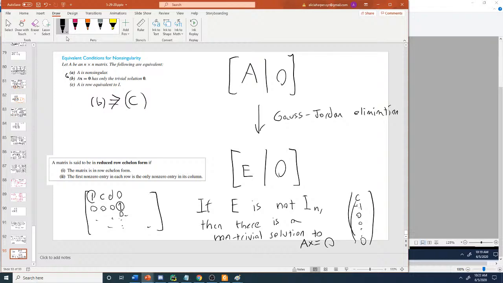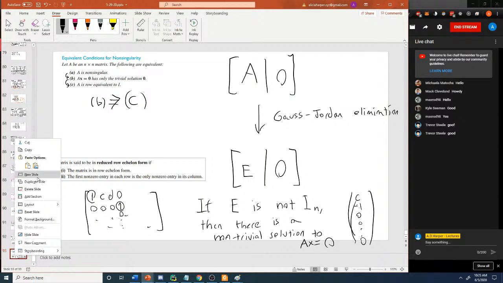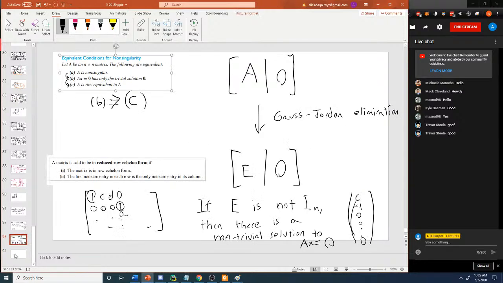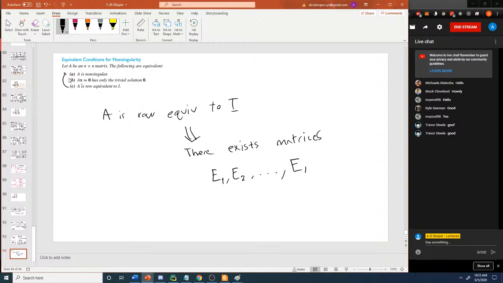So now we've shown that A implies B, and we've shown that B implies C. The final step of the proof is probably the easiest, and I've essentially already proved it, which is that we have to show that C implies A. Now, if A is row equivalent to I, this means that there exist matrices E1, E2, all the way through to EK, such that I is equal to EK times EK minus 1 times blah, blah, blah, E1 times A.